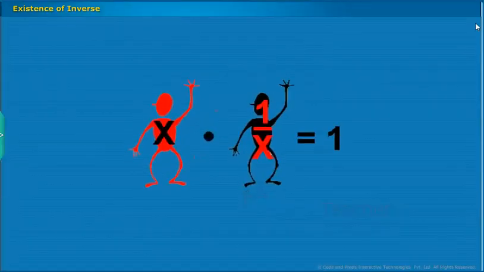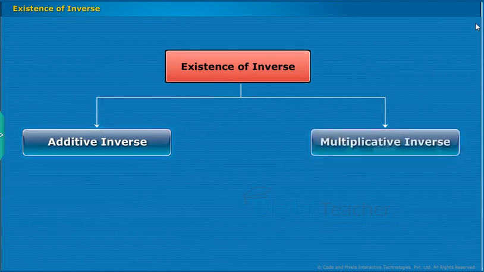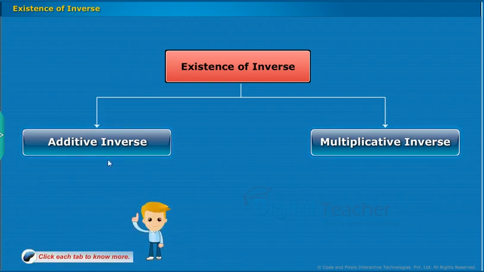Existence of inverse. Existence of inverse is of 2 types. They are additive inverse and multiplicative inverse. Click each tab to know more.